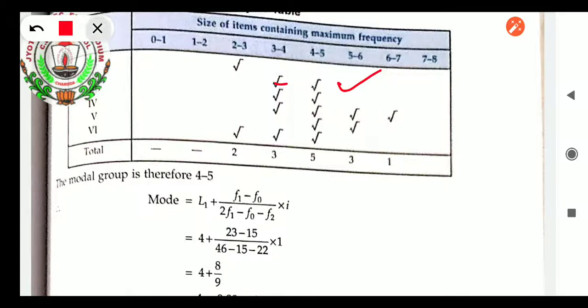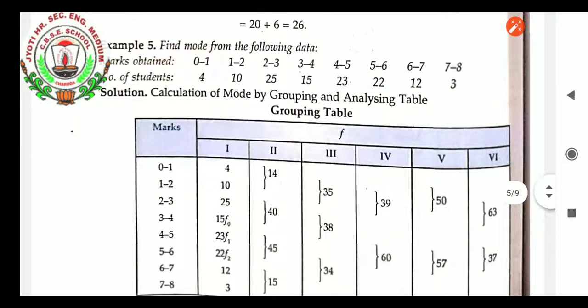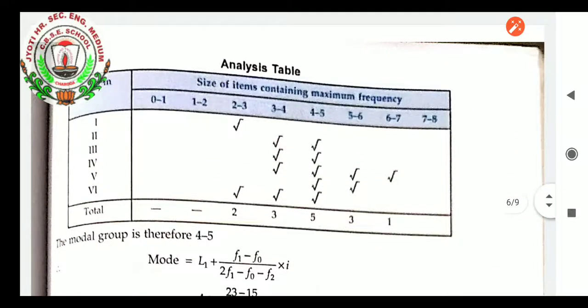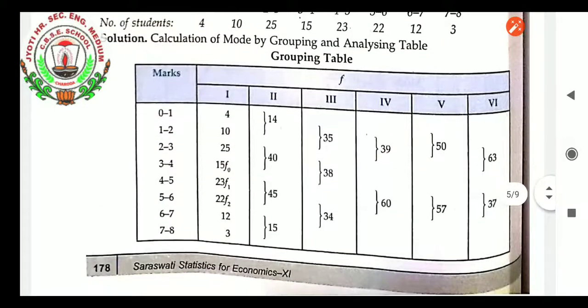Next column is 38. How did we get 38? 3 to 4, 4 to 5. Let us check 3 to 4, 4 to 5. Yes, the third column is very correct. 3 to 4 and 4 to 5. Okay. Now the next column, the fourth.